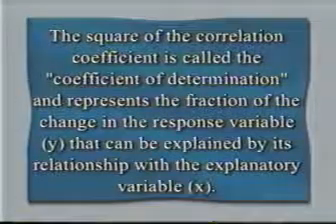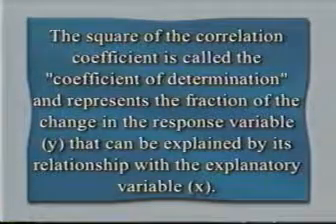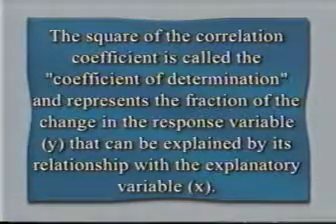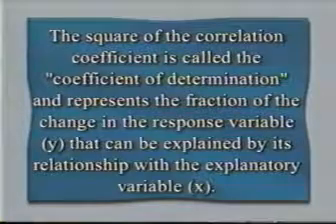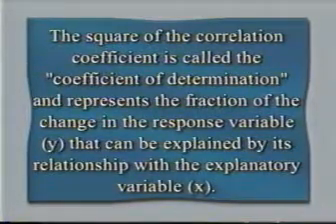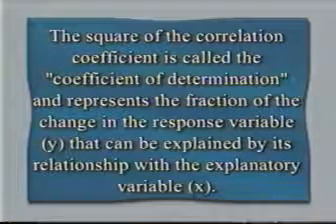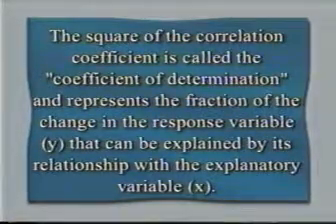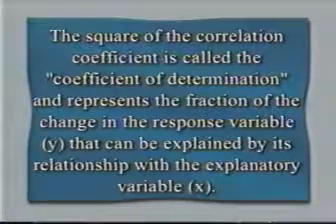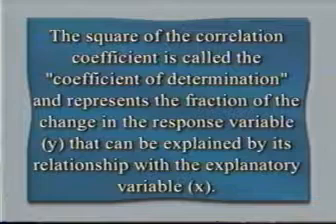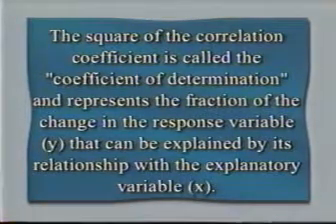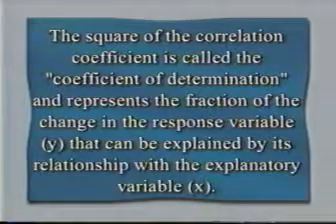The square of the correlation coefficient, which gets rid of the negative and is a fraction between 0 and 1, is called the coefficient of determination. It represents, as a decimal, the fraction of the change in the response variable, y, that can be explained by its relationship with the x variable, which, of course, is the explanatory variable. The explanatory variable attempts to explain, in our model, the y variable, which is the response.